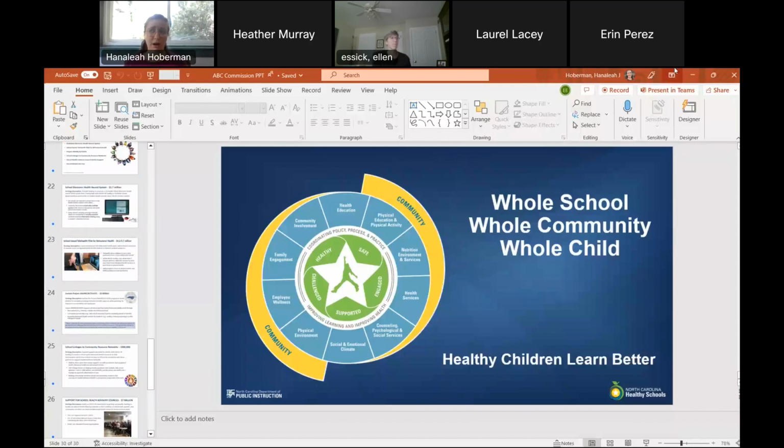I know that AWARE really focuses on reductions in suspension, out of school suspension and expulsion. So I would imagine that SROs are a piece of that puzzle. Ellen, do you know any more about how AWARE is involving SROs?